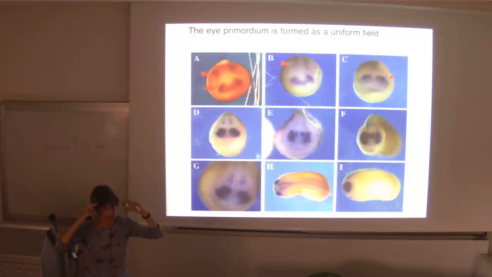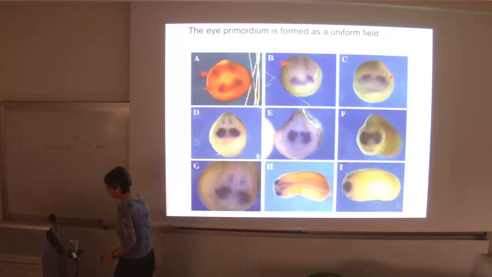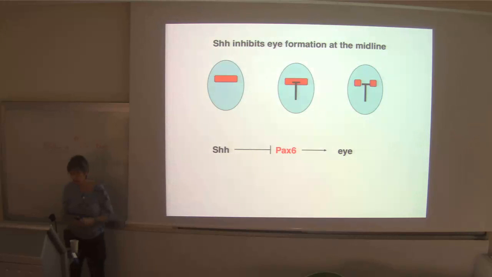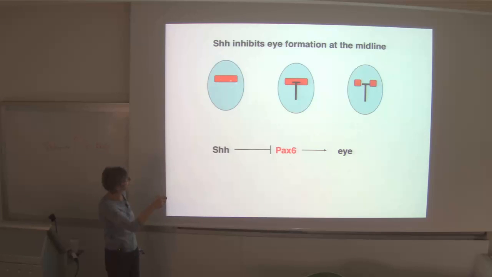Very big eye. So the idea is the following. You have a single eye field, which is PAX6 positive. Sonic comes in the midline because it is a midline factor. This is the importance of the midline in the patterning of the body.